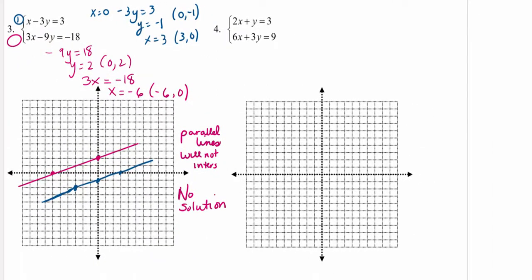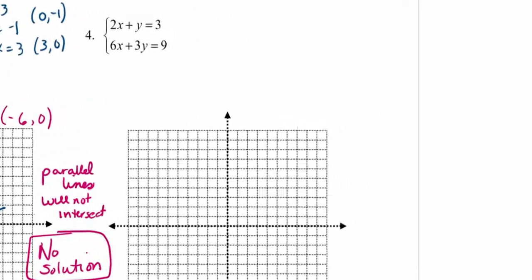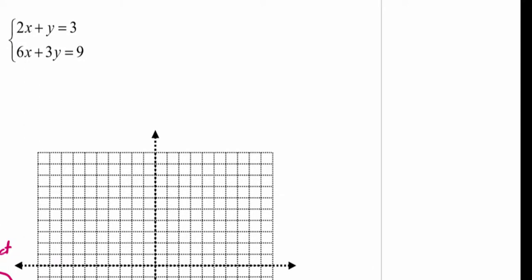Okay, so let's categorize these. When you have parallel lines and you have no solution, those two lines do not meet, we call that an inconsistent system. And the lines, they're different, so they're independent. Okay, so no solution for this system because we've got parallel lines that do not intersect. Inconsistent system, independent lines.